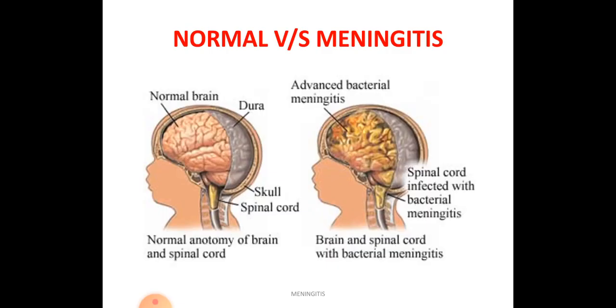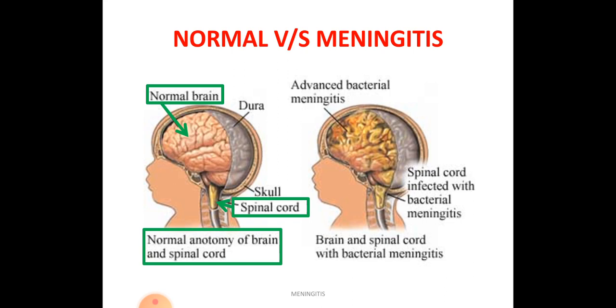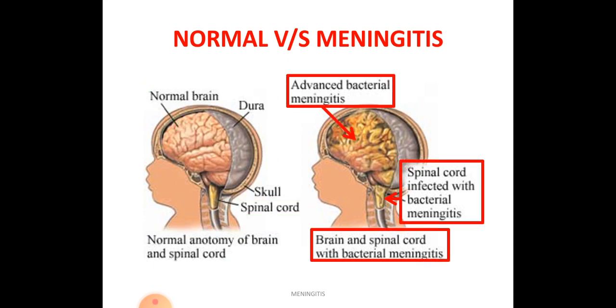Now, in this figure, we can differentiate between the normal brain and spinal cord, and the brain and spinal cord affected by meningitis. On the left side, the tissue of the brain as well as the spinal cord is normal, not infected. But in the right side figure, you can see that the brain as well as the spinal cord are infected, because the patient is suffering from meningitis. The meninges are in close relation with the superficial tissues of the brain and spinal cord, so meningitis will not be confined to the meninges only. It may spread to nearby tissue of the brain as well as the spinal cord.